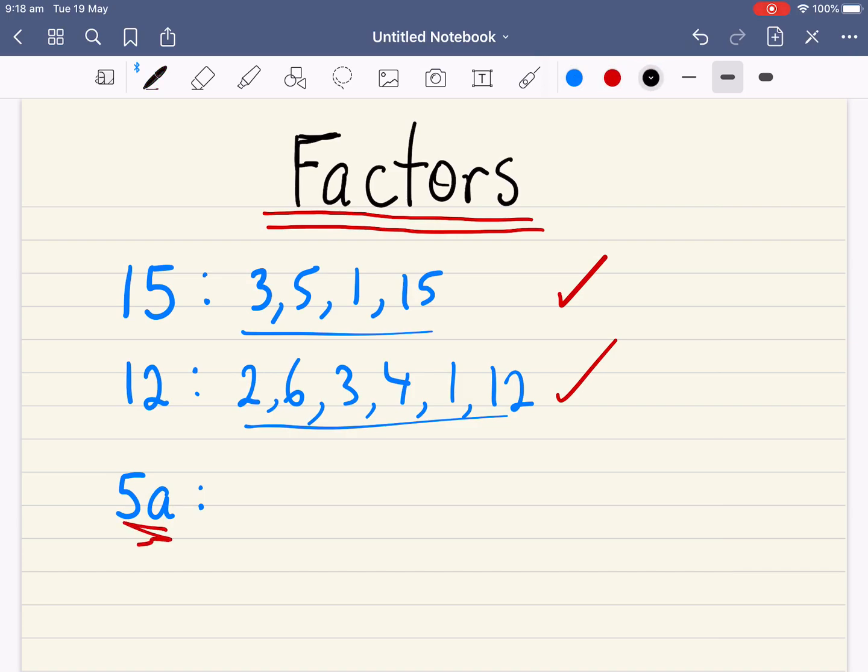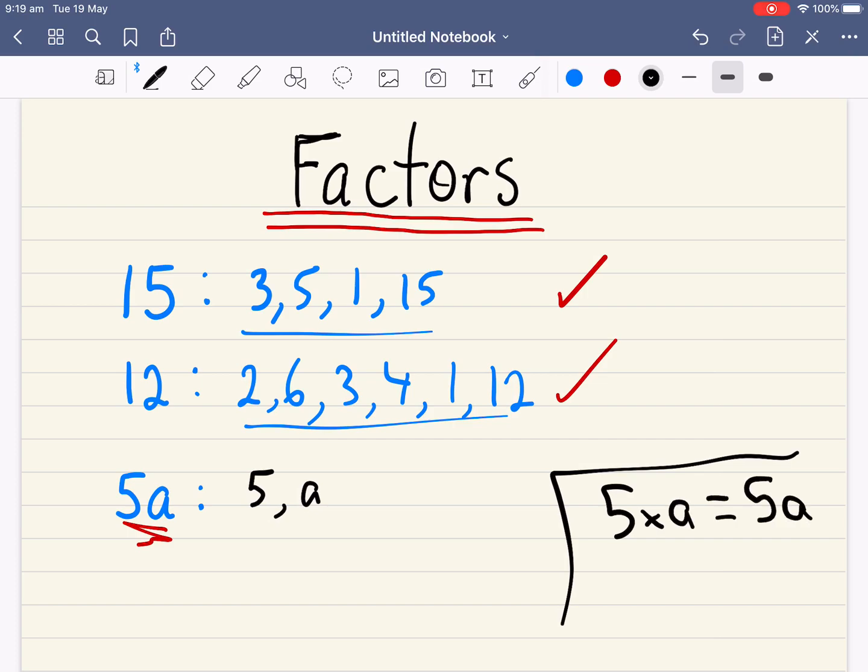Here's our first type of question you're going to see on the worksheet. We've got to think, what are the numbers that multiply to equal 5a? Well, in this case, 5 and a, right? The reason for it is 5 times a equals 5a. So 5 and a are both factors. There's one other pair of factors that we can easily write down, and that would be 1 and 5a. And again, the reason for that is 1 times 5a is equal to 5a as well. So they're the factors of 5a.